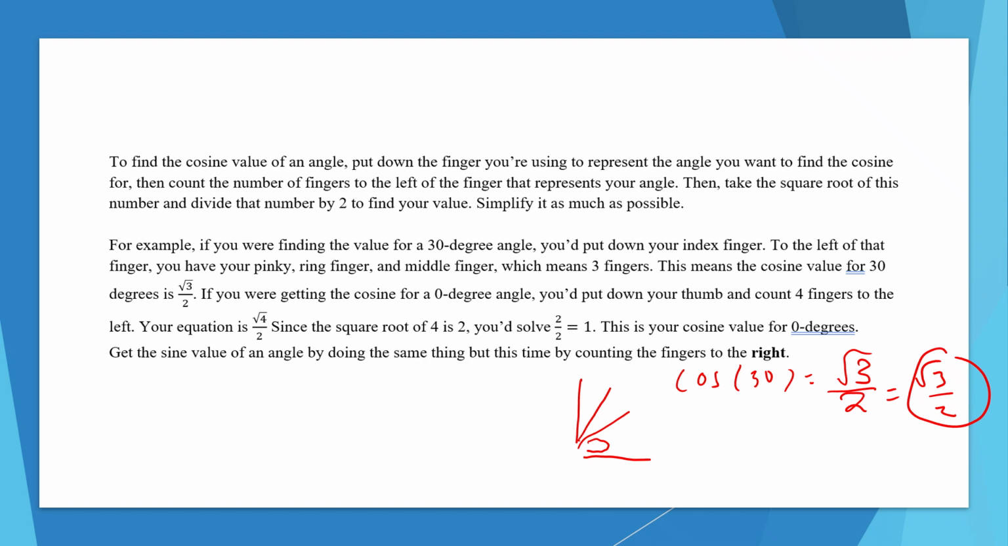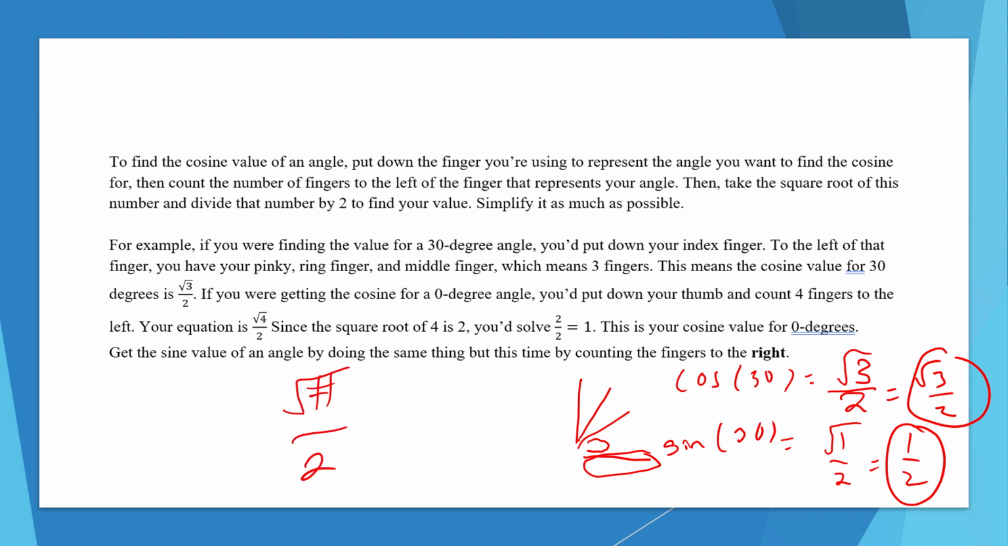Now, what happens if we want to find sine of 30 degrees? You take the number of fingers to your right after you have that finger down. So that would just be your thumb here. So this would be 1, and then take the square root divided by 2 to get 1/2 as sine of 30 degrees. So this is basically the same thing that we did with the table, but you can just do it for a specific value if you want. So remember, cosine is to the left. The number of fingers for sine is going to be to your right. And then once you have that number, you're just going to take the square root and divide it by 2.